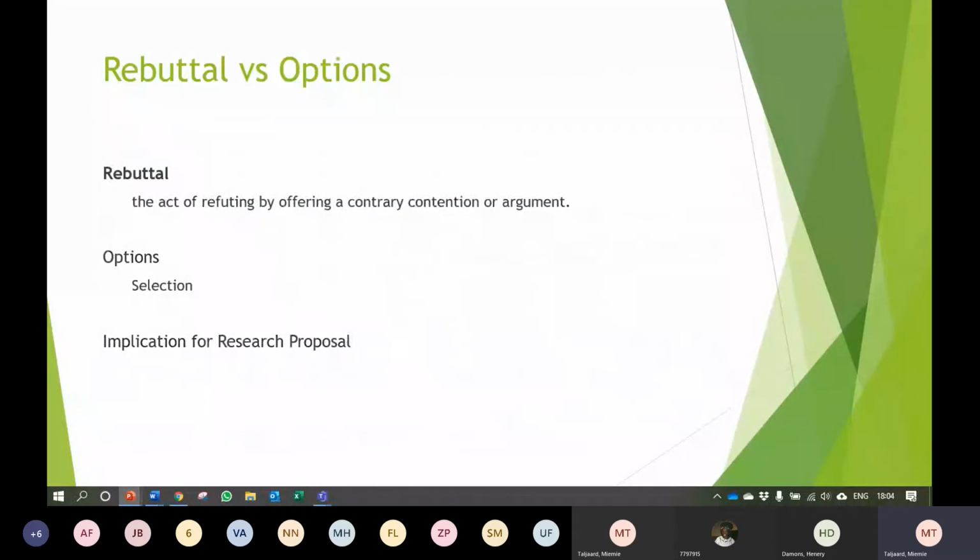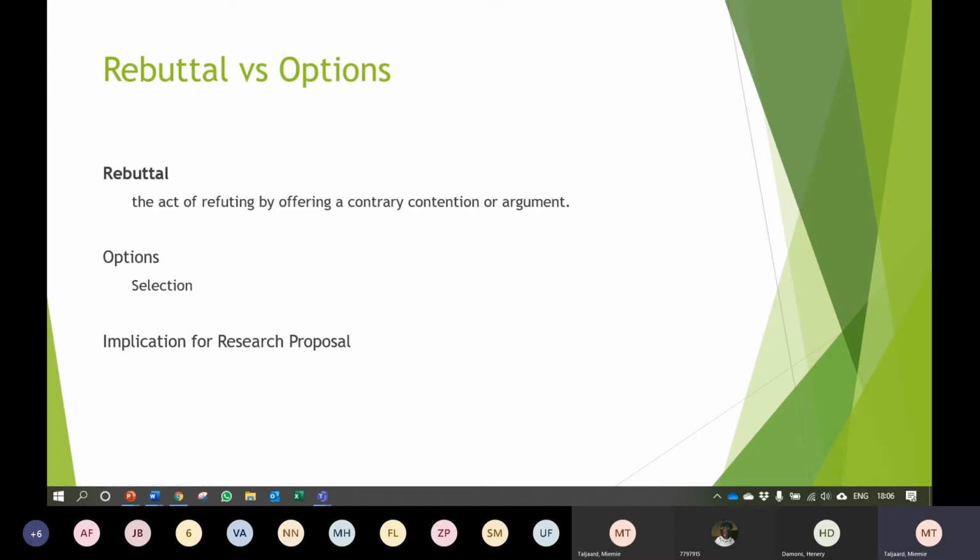So the next line. This is a problem that some of you have in the research proposals I've seen. There's a difference whether you have to refute an argument, you have to rebut it, you have to prove it wrong, or whether you had an option or you had to select, you had the choice. Now, the implication for the research proposal is that in the research proposal, you are working with options. Remember, it starts off whether you are going to do the qualitative approach or the quantitative approach. So that is an option.